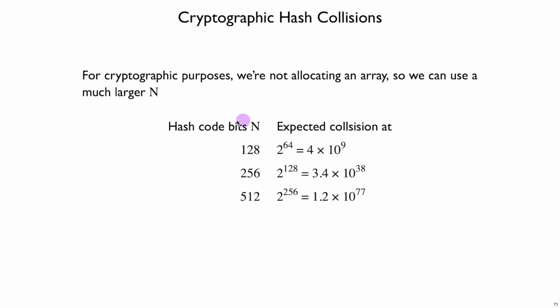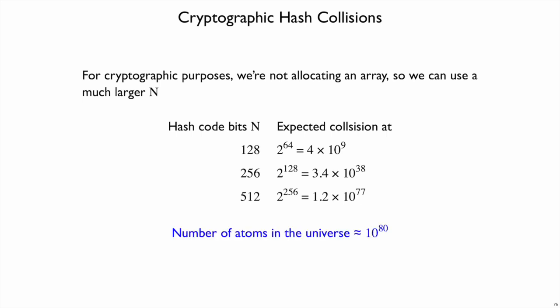If we use 128 bits for our hash code, this is on the same scale as our chunks in a block cipher, then we expect to need 4 times 10 to the 9th different messages before we would find a collision. That's a fair number, but it's not intractably many. 256 bits, though, starts to be 10 to the 38th power, and a 512-bit hash code is going to be 2 to the 256 or 10 to the 77th. That is a very large number. Is it large enough for our purposes?